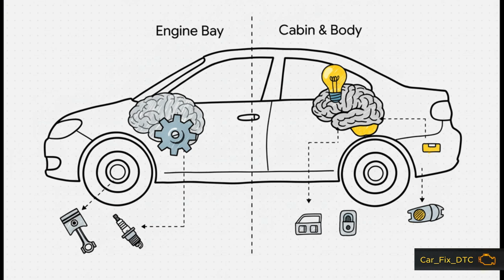And this is where people can get a little confused. You've probably heard of the engine control module, the ECM, right? That's the big boss for the engine. It's handling things like fuel injectors and ignition timing. Well, the BCM is its partner. It handles pretty much everything else. They're two totally separate, specialized computers doing different jobs.